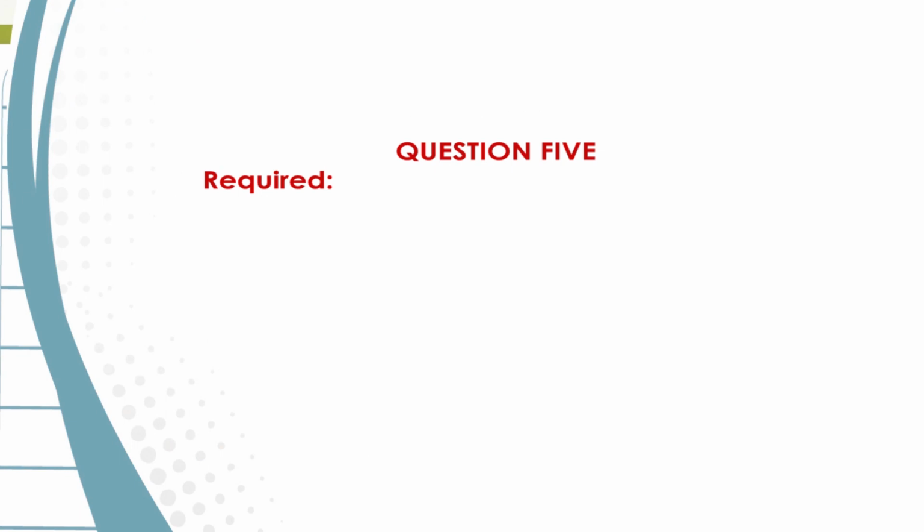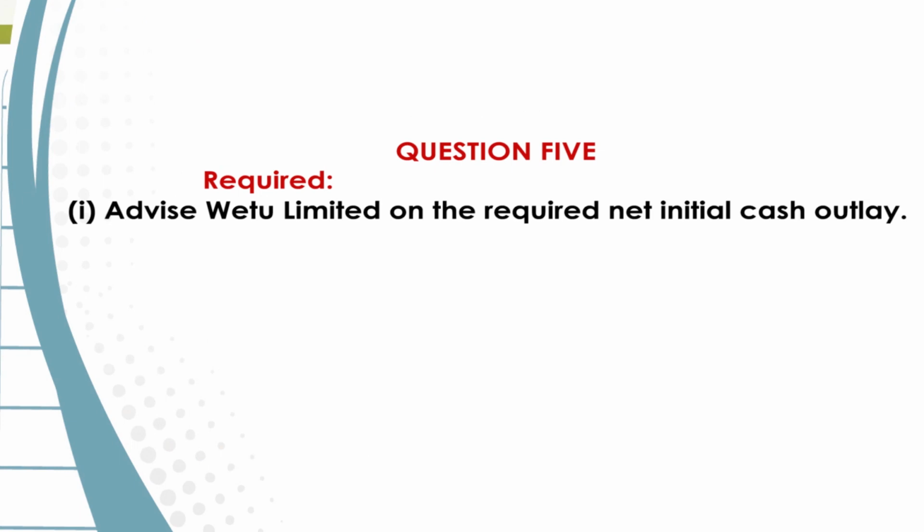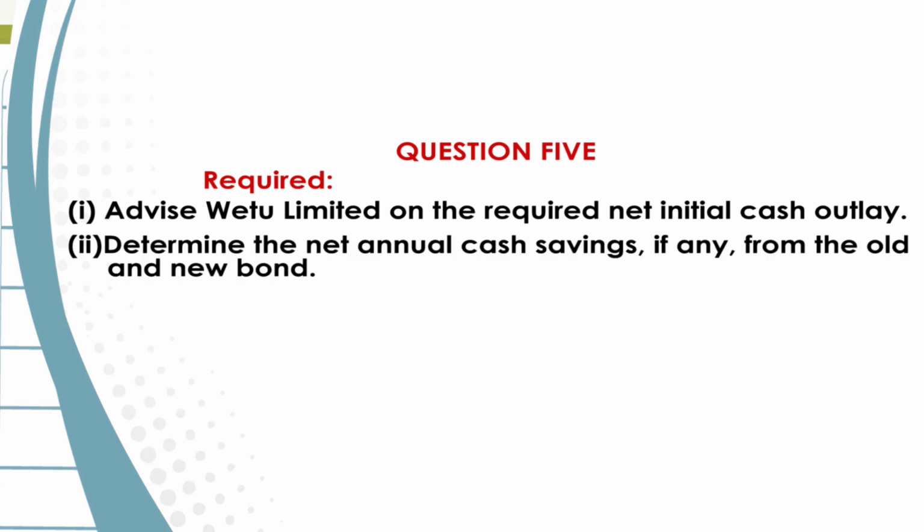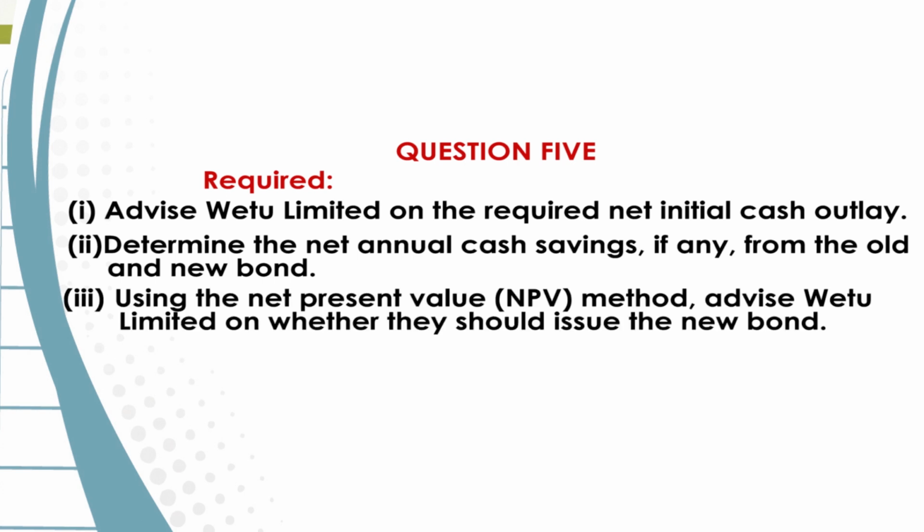Required: one, advise Way2 Limited on the required initial cash outlay, 5 marks. Two, determine the net annual cash savings, if any, from the old and new bond, 4 marks. Three, using the NPV method, advise Way2 Limited on whether they should issue the new bond. That is the question. This is part one.